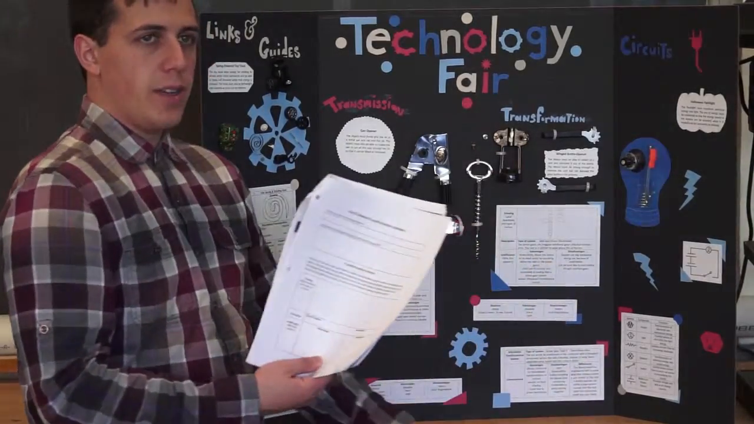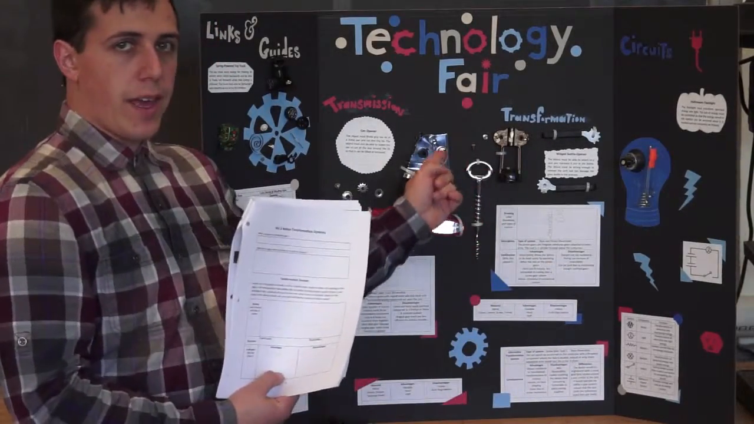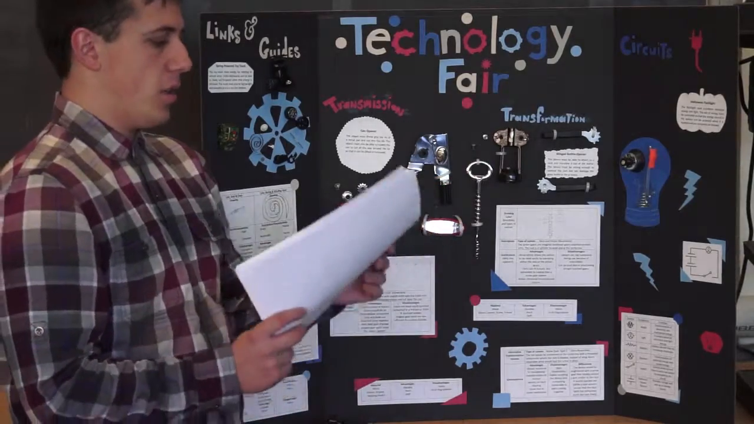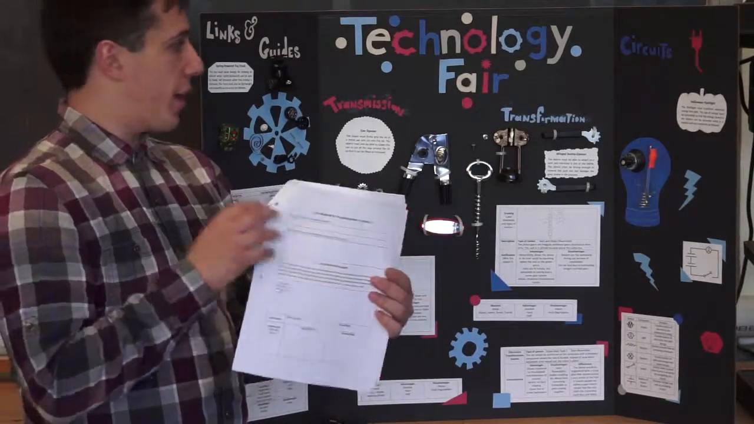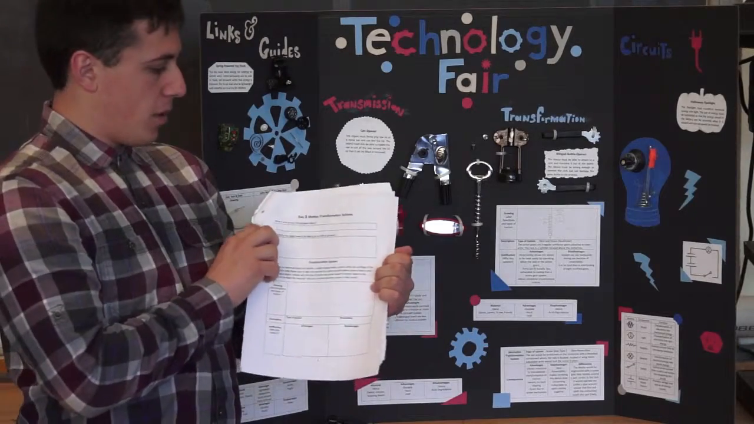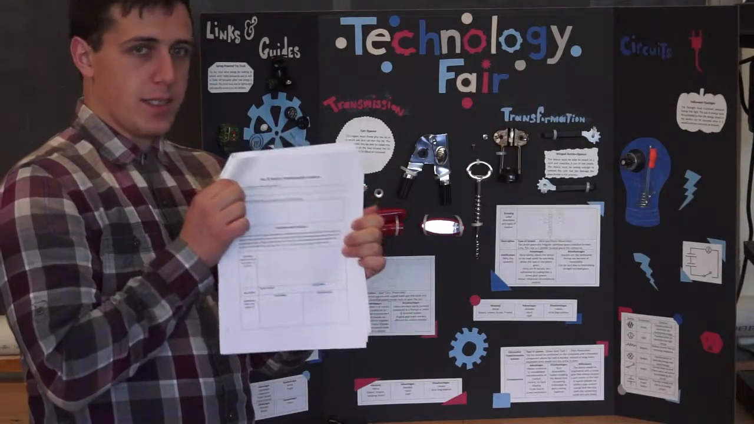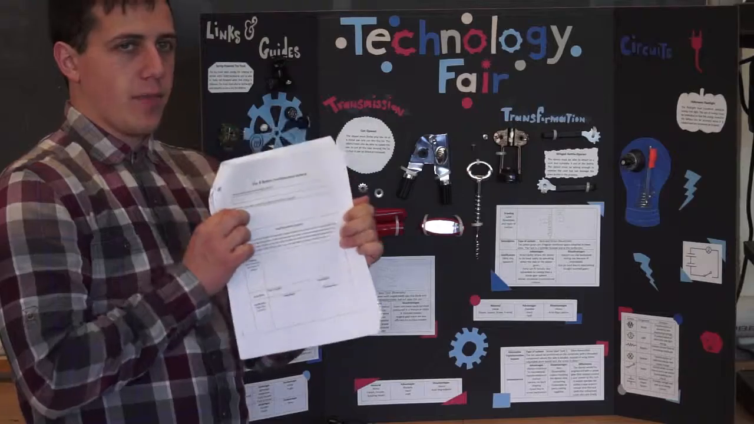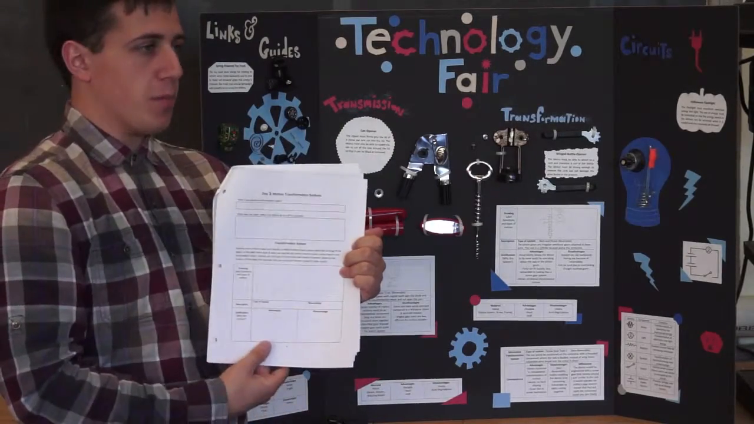So, starting day 3 of the technology fair, we're now looking at transformation systems. For transformation systems, we're looking at a change in the type of motion. When you're looking at your technical object, state what kind it is, and give a quick description of its function and how it performs that.